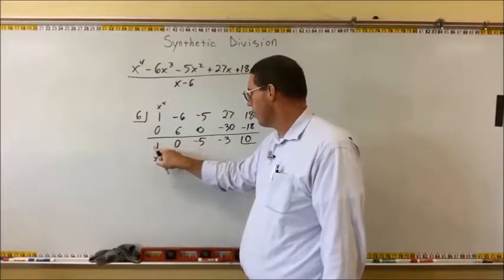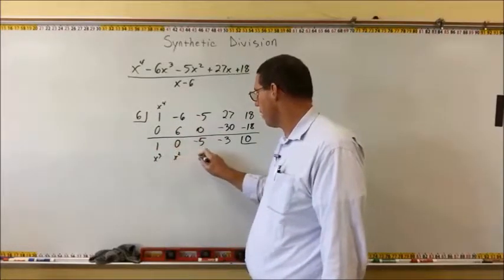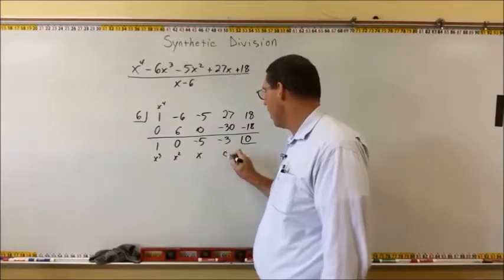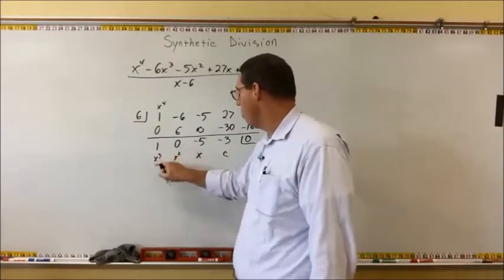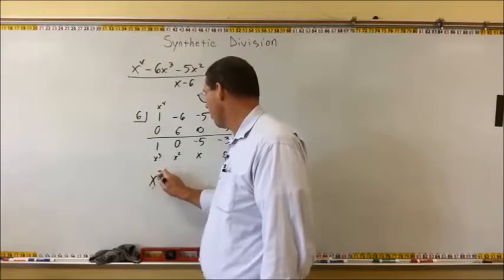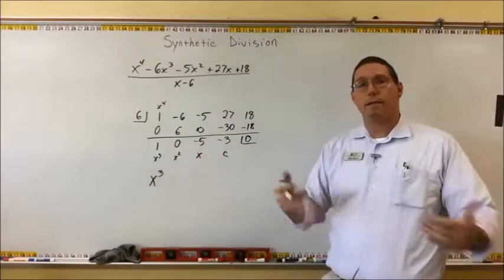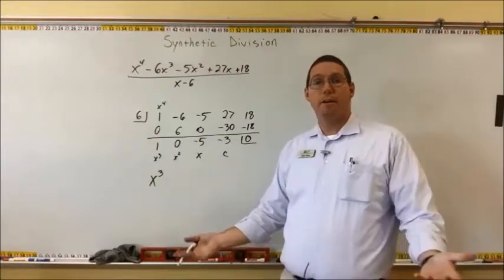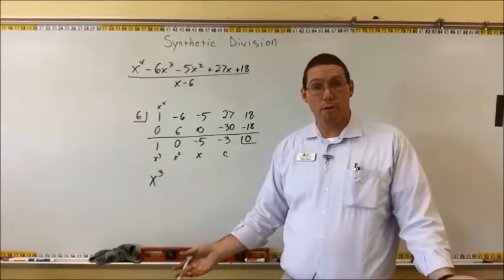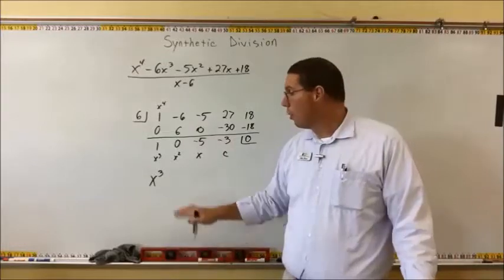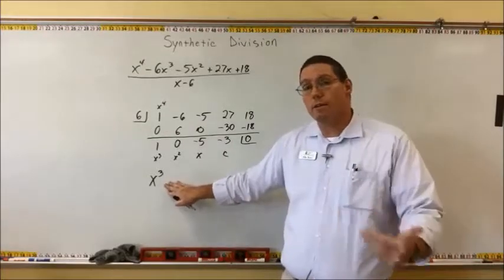So in the answer, this will be the x to the 3rd, this will be the x to the 2nd, this will be the x, and this will be the constant. Okay? So we're going to have 1x to the 3rd, or just x to the 3rd. Now, for the x squared, we have 0x squared. And therefore, that's just 0, because 0 times anything is 0.